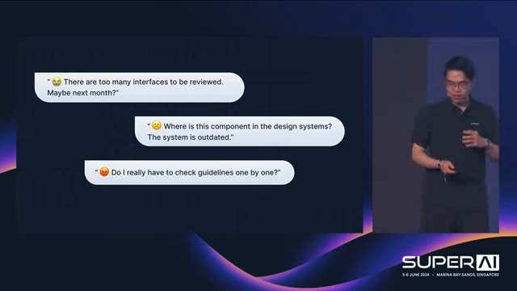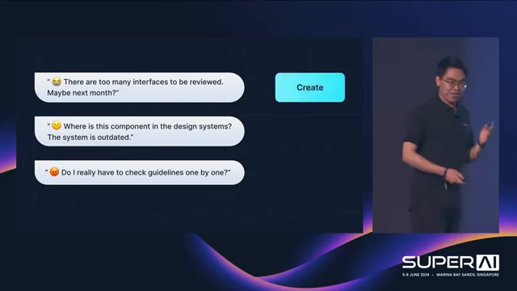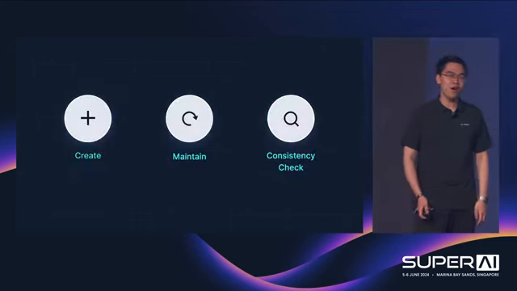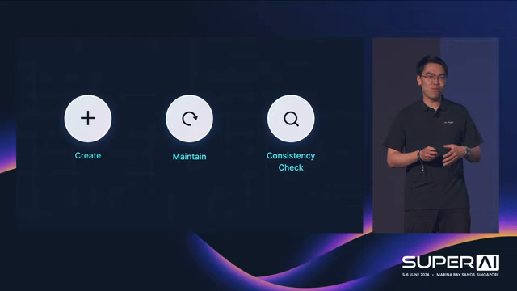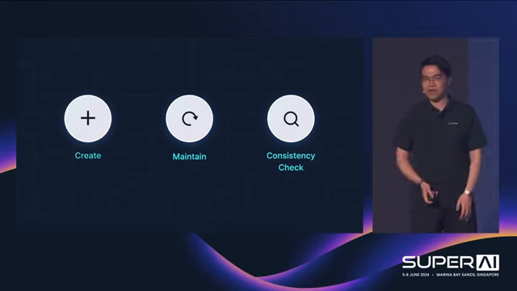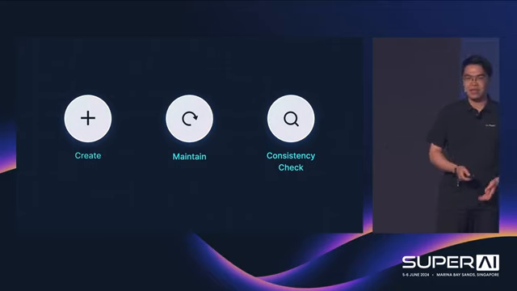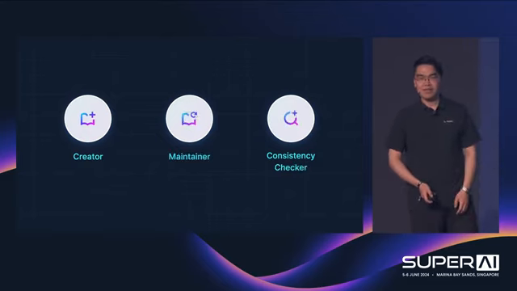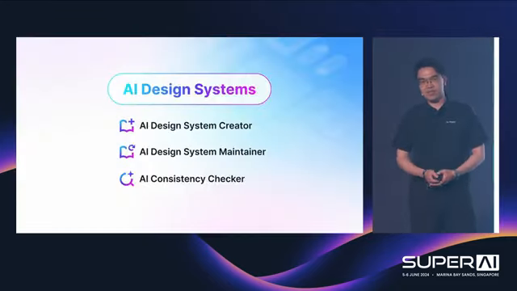So if we conclude all of these problems, maybe we'll find three things: create, maintain, and consistency check. So the problems seem very clear in the workflow of design systems. So for Motif, our solution is very straightforward. We just take the remedy for the disease. For create, maintain, and consistency check, we have a creator, a maintainer, and also a checker. And welcome to see the Motif solution, AI Design Systems.